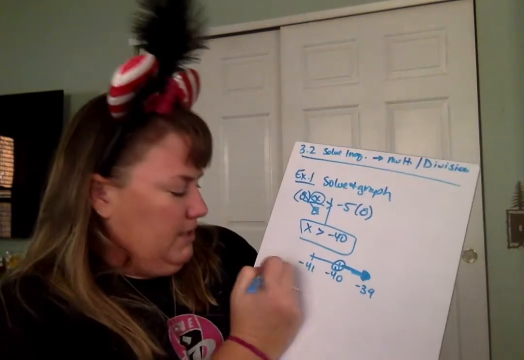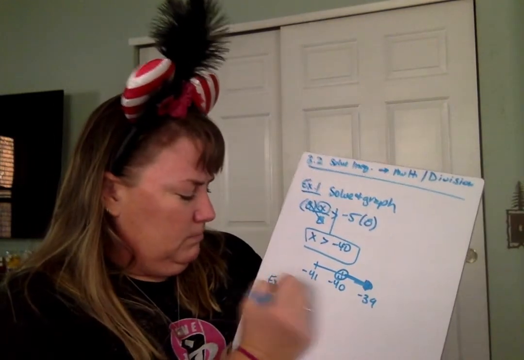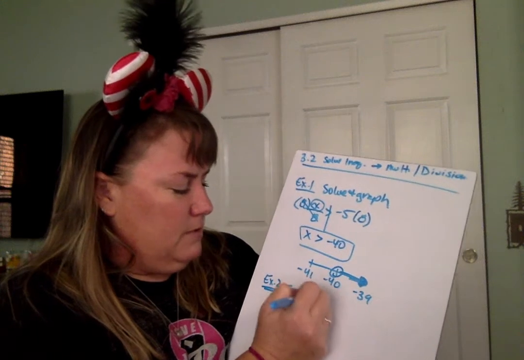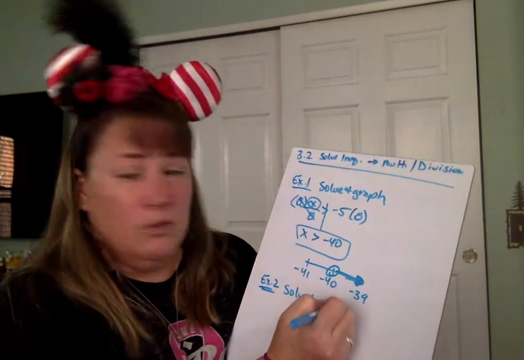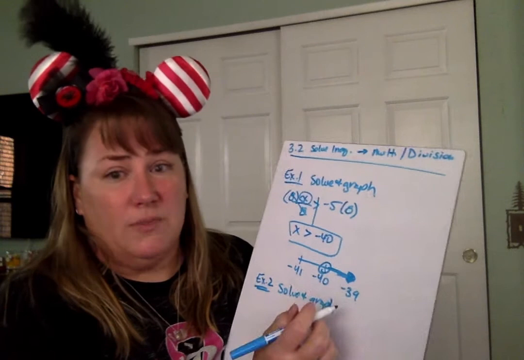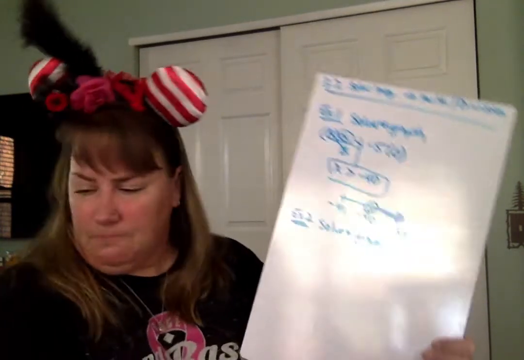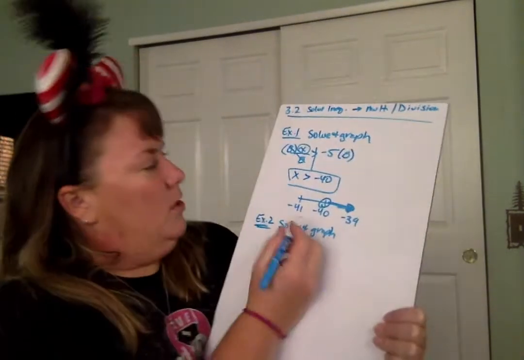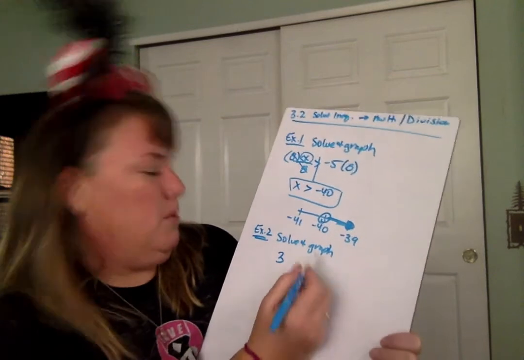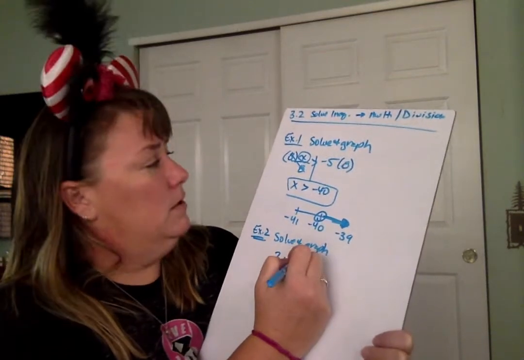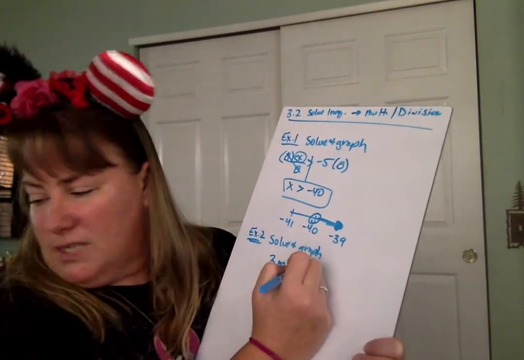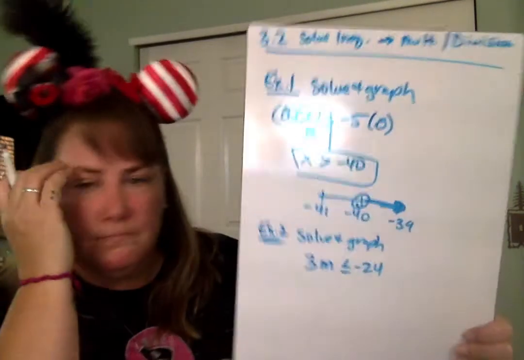And example 2. Solve and graph. Those are going to be the directions for all problems today. Just so you know. Here we go. I'm changing up the variable. 3m is less than or equal to, what does that say? Negative 24.